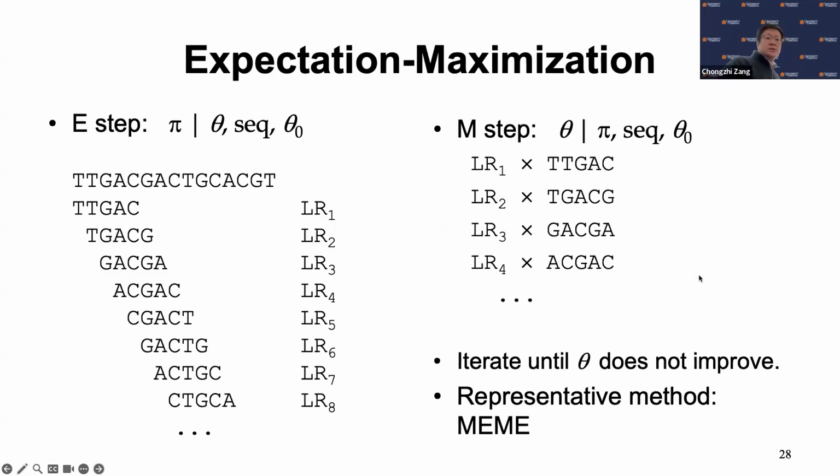Then we can do this iteratively until the position weight matrix does not improve or does not change. Then we obtain both the location of the motif as well as the position weight matrix of this motif. The related algorithm of this method is MEME. MEME is by far still one of the most commonly used de novo motif scan approaches in computational biology.